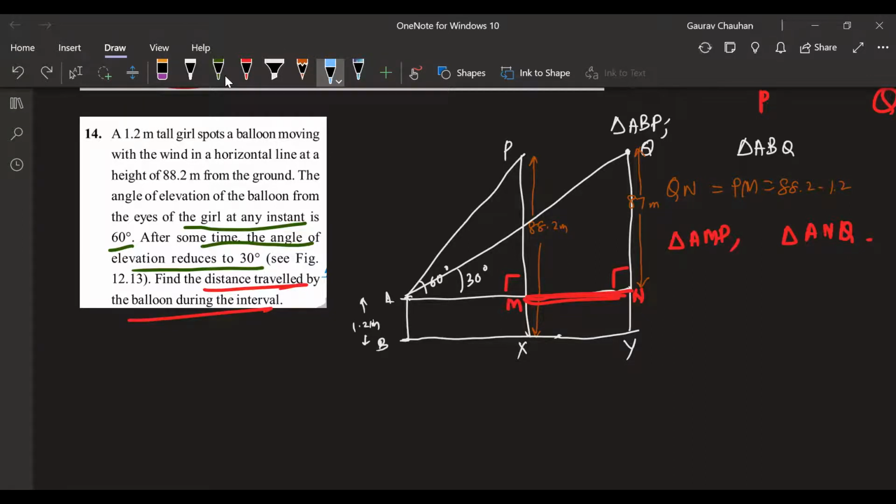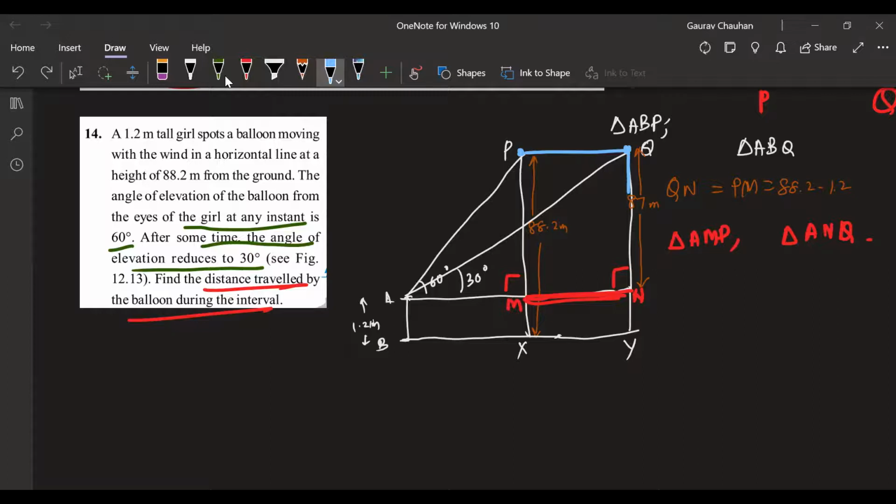With that balloon distance it was moving, sir. I got confused whether I should find the length of the whole AN or only from point P to Q. There was a little confusion. You're clear now? Yes, sir. The balloon has moved from P to Q. The distance is the same as MN, the same as XY. You're going to take the triangle, so you'll easily find MN.